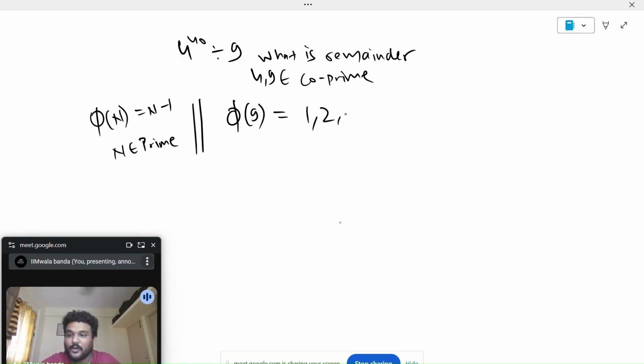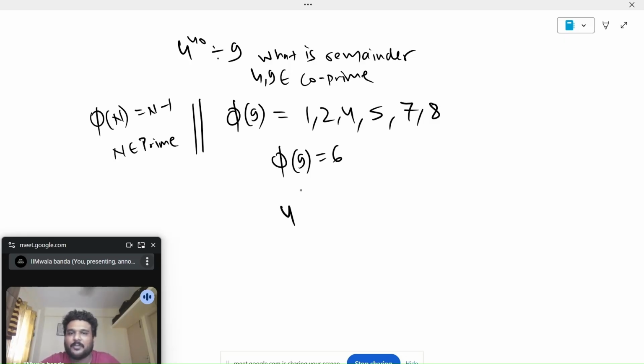2, yes. 3, no. Why? Because 3 and 9 have a common factor, 3 itself. So they're not co-prime, so not 3. 4, yes. 5, yes. 6, no, because 6 is 3 into 2 and 9 is 3 into 3, so 3 is common. 7, yes. 8, yes. 9, no. We have to see less than the number. So 1, 2, 3, 4, 5, 6. So phi of 9 is 6.